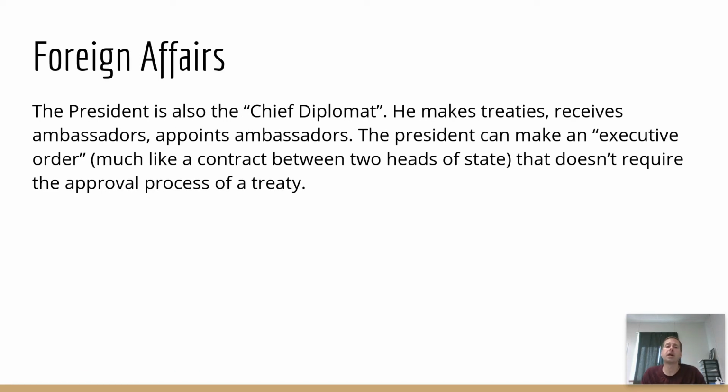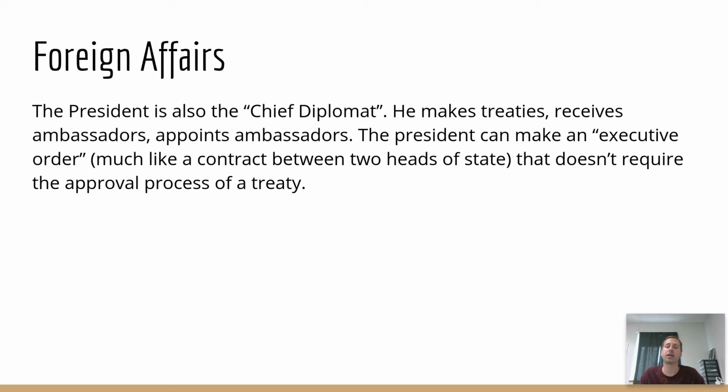The president also has dealings with foreign affairs. He's the chief diplomat. He has the power to make treaties. He receives ambassadors. So when a new ambassador from another country comes to the United States, he receives them and accepts them. He also has the power to appoint ambassadors. The United States ambassador to England, or the United States ambassador to Canada, or Australia, or China.